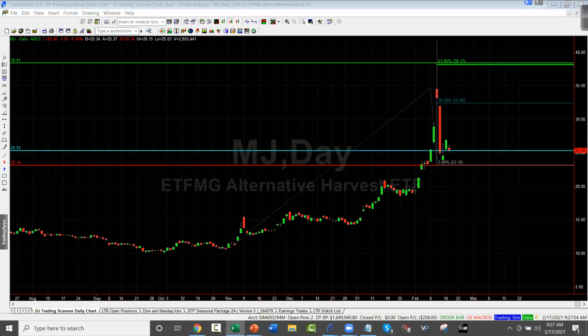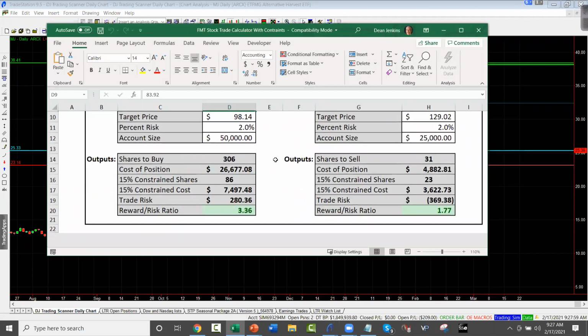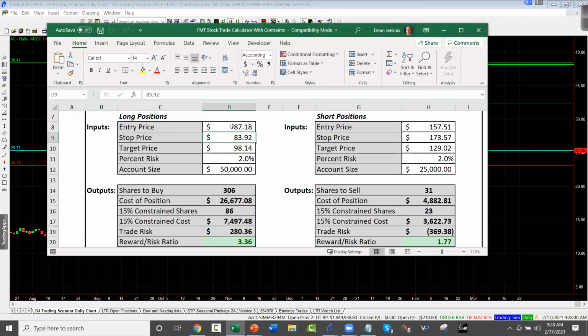I've got a calculator, a little spreadsheet I built here. This is a long trade, and here's the formula, right? What's our entry price here? It's 25.33. Stop price is 23.14. Let's say I've got a $50,000 account and I'm willing to lose 2% of the account. You may have heard people talk about the 2% rule. It's a good statistical starting place, right? To use a 2% risk level.